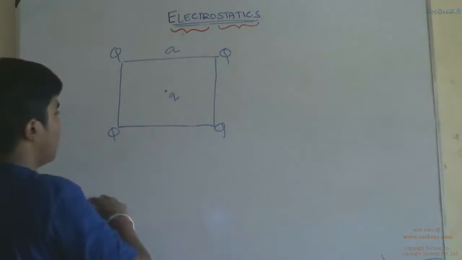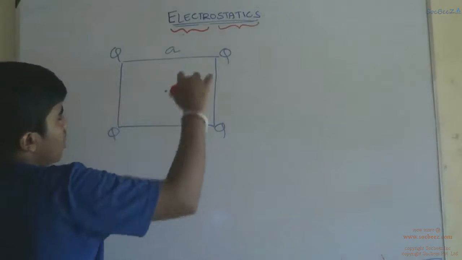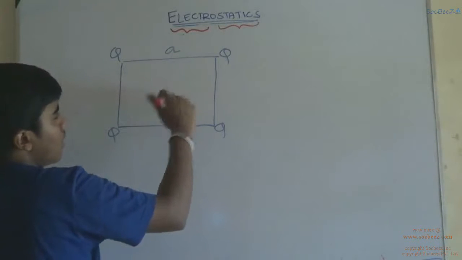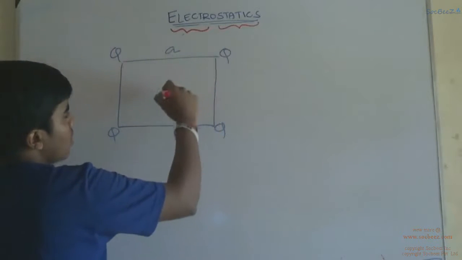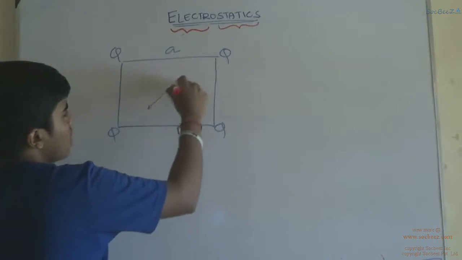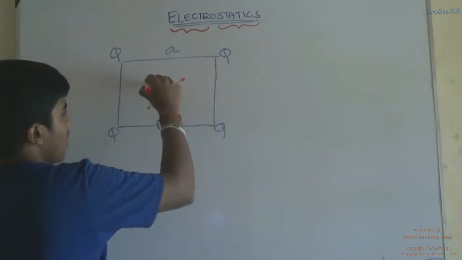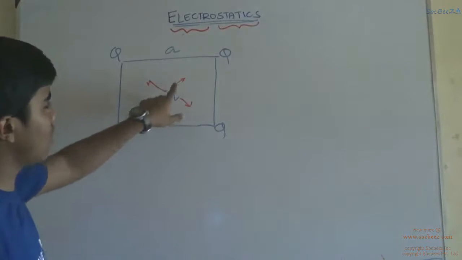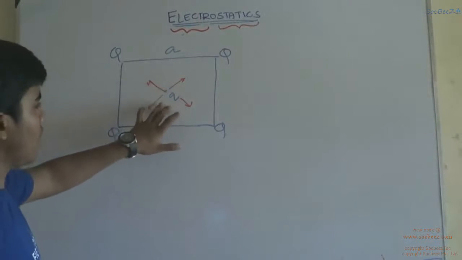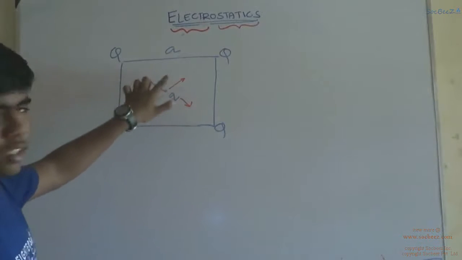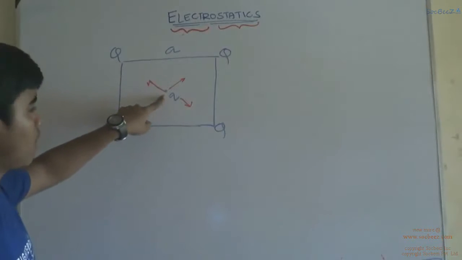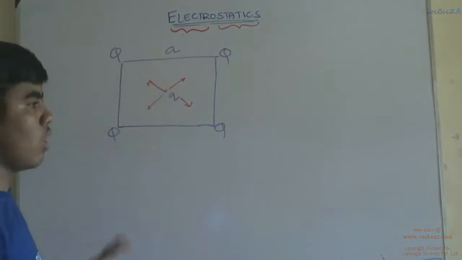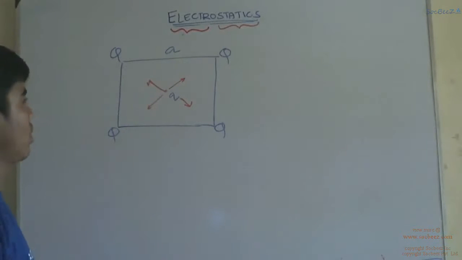So first of all, since it is at the center, the distances are all the same. So the force due to this Q is in this direction, this Q is in this direction, this Q is in this direction, and this Q is in this direction, all of the same magnitude. So these both cancel each other, these both cancel each other. So whatever the magnitude, we don't have to check the equilibrium at this particular point, because we know that it is already in equilibrium, the net force is 0.